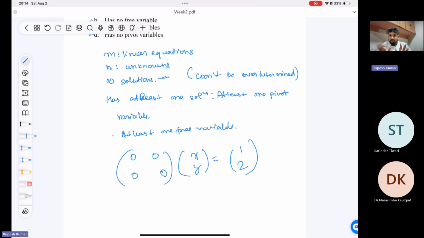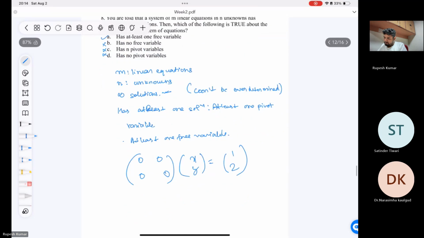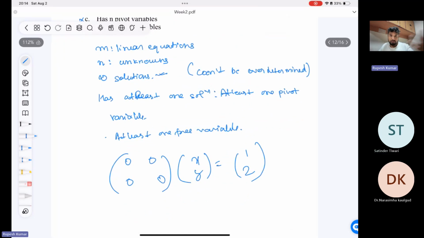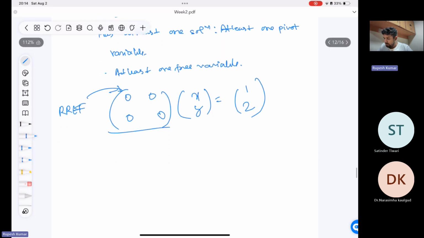Now let's think of this. If I don't have at least one pivot, let's say I have zero pivots, then definitely the null matrix RREF will look like this, right? You can see this zero matrix.